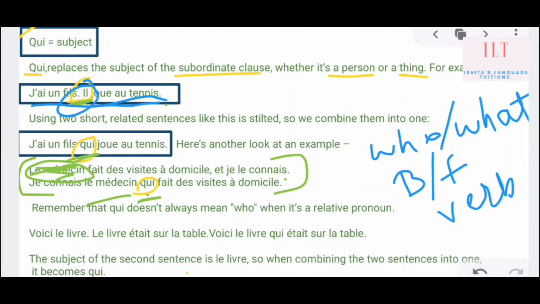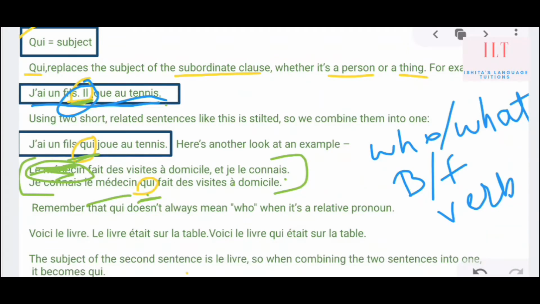In the second example, le médecin fait des visites à domicile et je le connais. Qui fait des visites à domicile? Who makes home visits? Le médecin. So our subject is le médecin. I hope it is very clear.